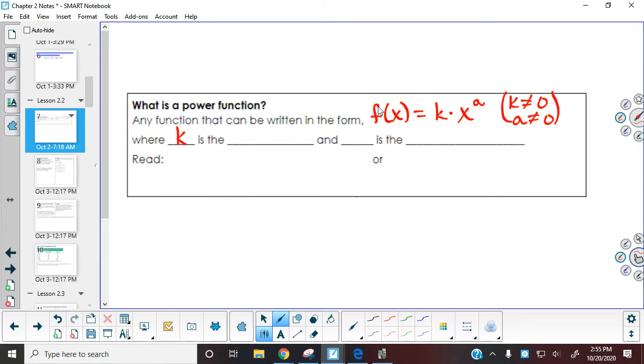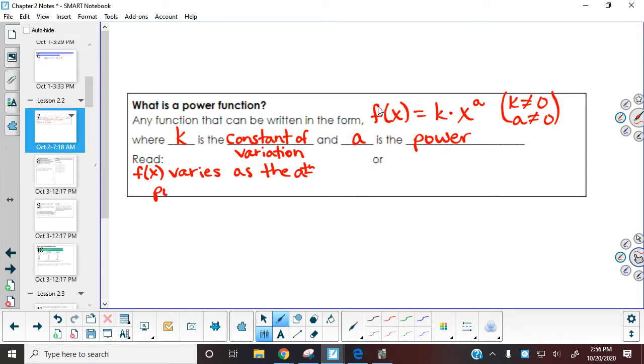Constant of variation. And your a is considered your power. All right. So the way that you would read this is that your function or your f of x varies as the a power of x.